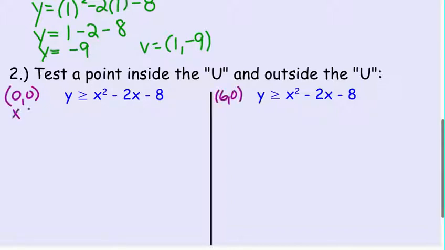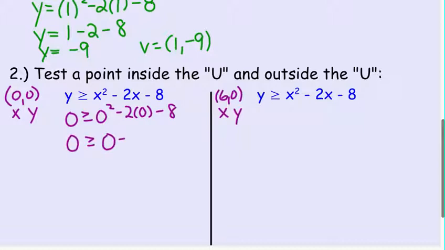So this represents your x, y. Now let's go ahead and substitute it into the inequality. 0 for y, 0 for x. And let's see if this is true. So continue simplifying. 0 times 0 is 0. Negative 2 times 0 is 0, minus 8. Continue reducing. Now read the inequality. Is 0 greater than or equal to negative 8? Yes, that's true.